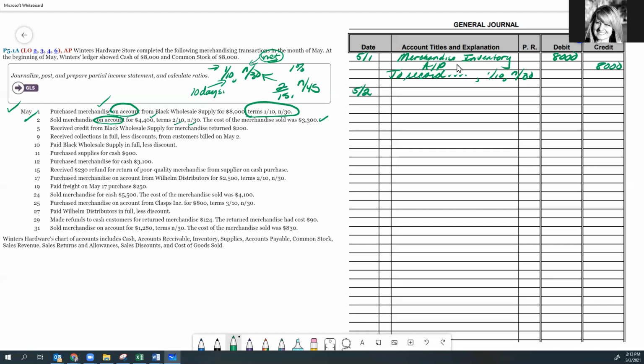We're going to first record the sale. We sold on account, so we are going to debit accounts receivable. That is an asset, and debiting it makes it increase. That makes sense because our customer now owes us $4,400. And we credit a revenue account. In this chapter, our revenue account is called sales, $4,400. To record sale on account.